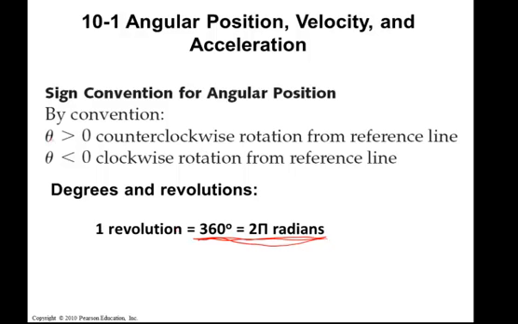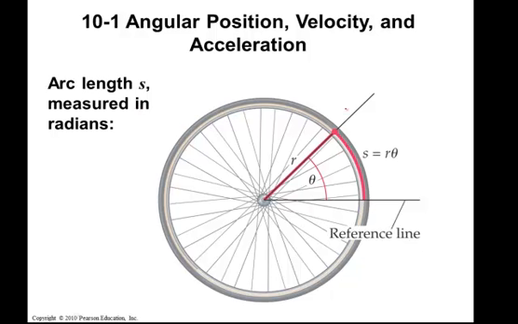And by convention, if theta is positive, we say that it's counterclockwise, which means we'd be going this way. And if it's clockwise from the reference line, theta, in that case, would be negative. Now our arc length, which is along here, we can find by taking the radius times whatever that angle is, and that would tell us what our arc length is.